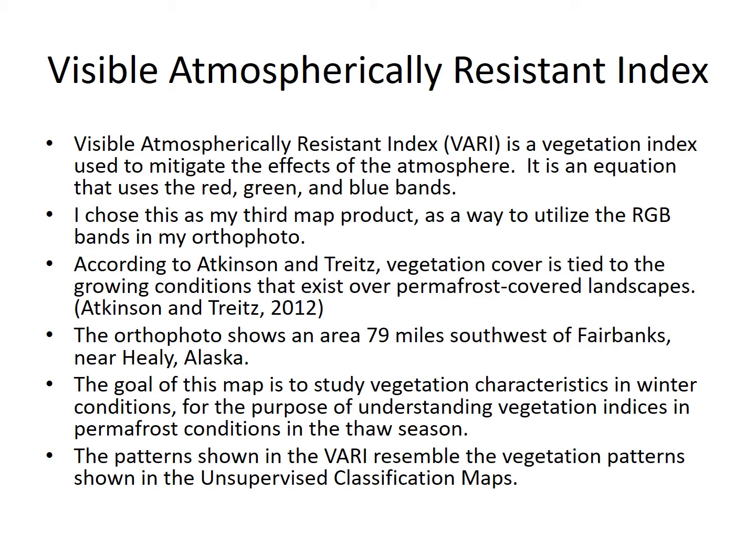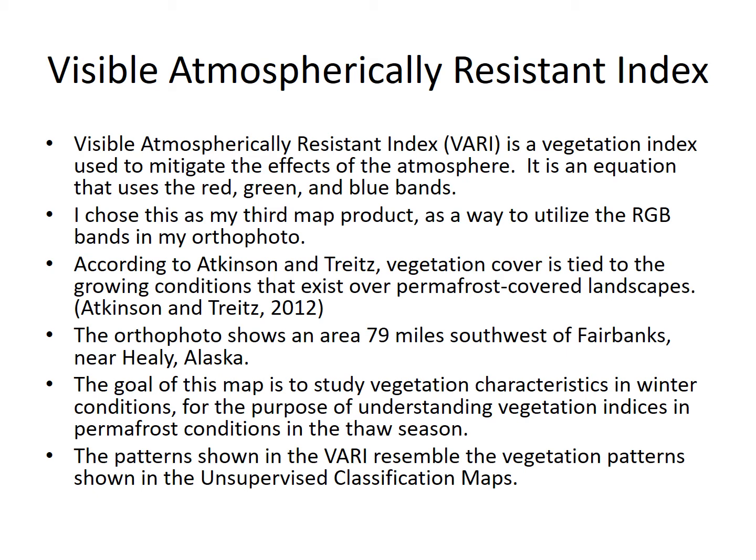So my third map is the visible atmospherically resistant index, or the VARI, and basically it's similar to an NDVI, but it takes out the effects of the atmosphere using the red, green, and blue bands. And according to the Atkinson and Treats paper, the vegetation cover is tied to the growing conditions that exist over permafrost covered landscapes. And for my third map, I used an orthophoto that's about 79 miles southwest of Fairbanks in the city of Healy, Alaska.